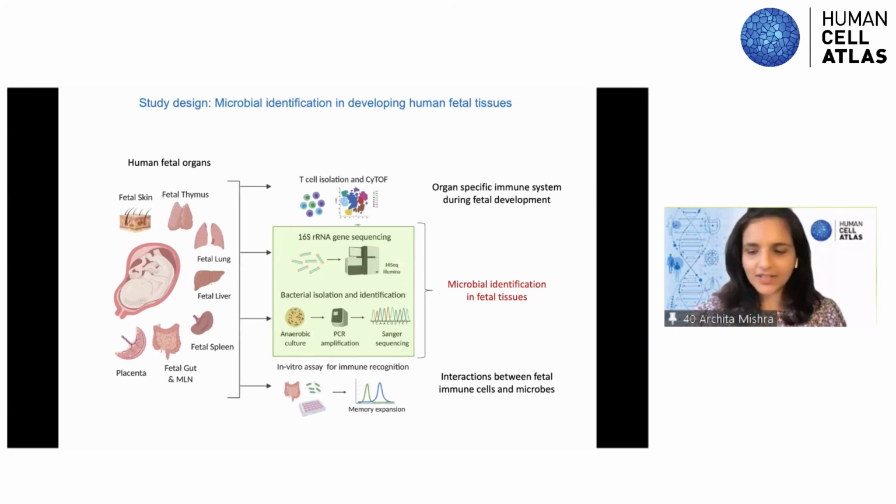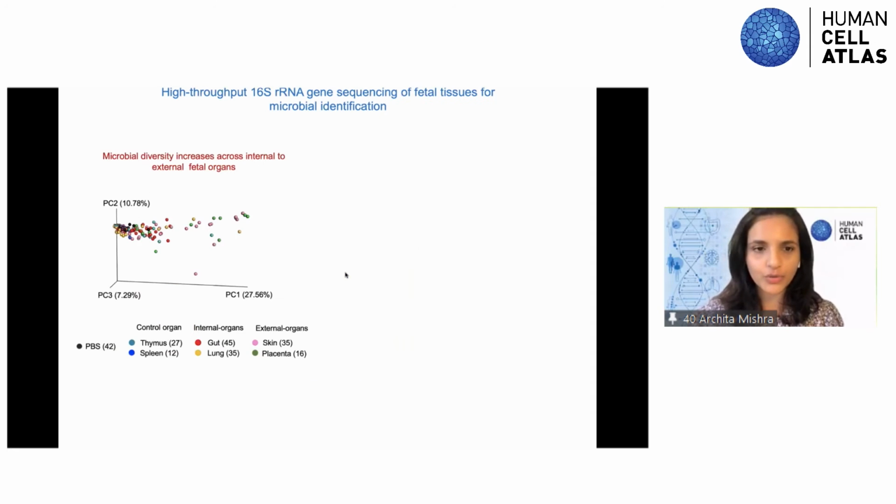To answer that, we hypothesized that there could be some microbes present in fetal tissues. For that, we isolated these organs and subjected them to 16S ribosomal RNA sequencing, which I'll show you later. The data that came out showed that there was microbial diversity across fetal organs. The exposed organs like skin and placenta, which are associated with the fetus, and the fetal gut and fetal lung were quite high in microbial diversity, while the internal controls like thymus, spleen, and the PBS controls were very low in microbial diversity.